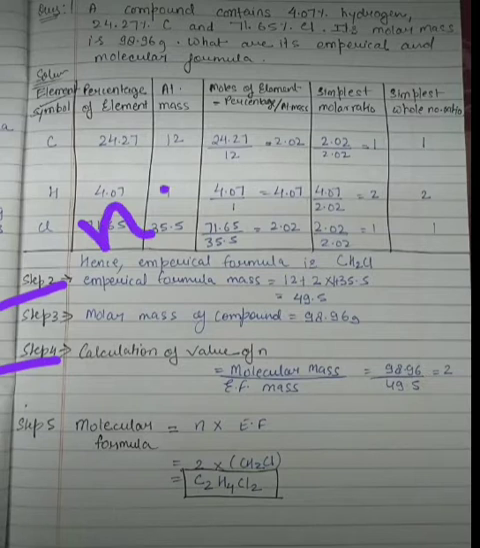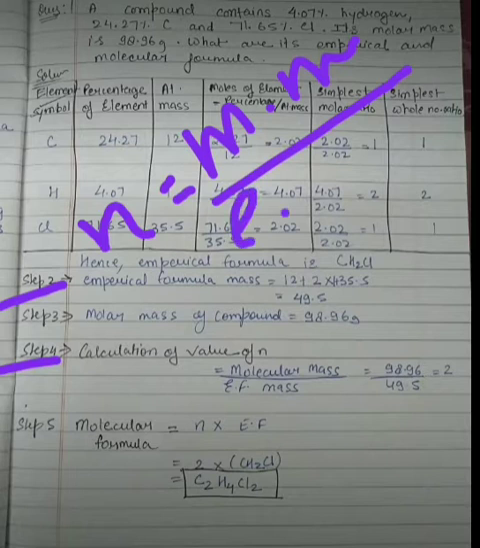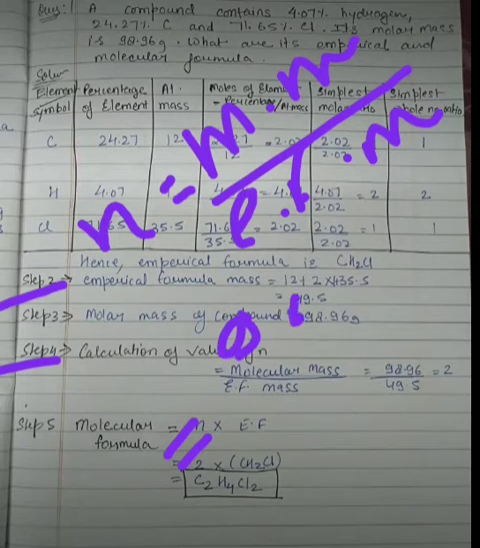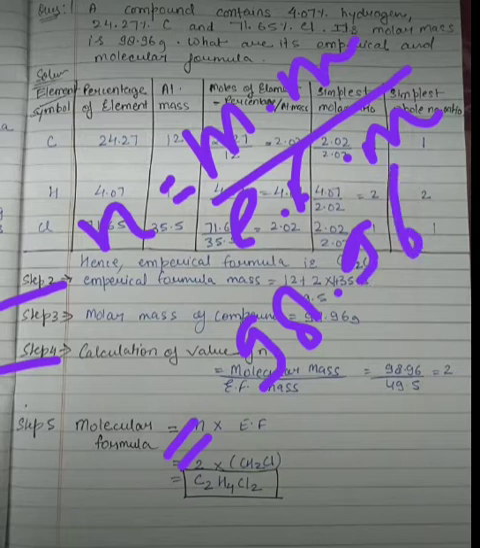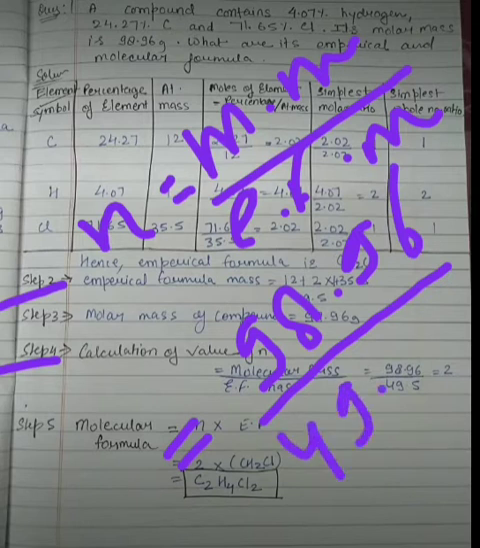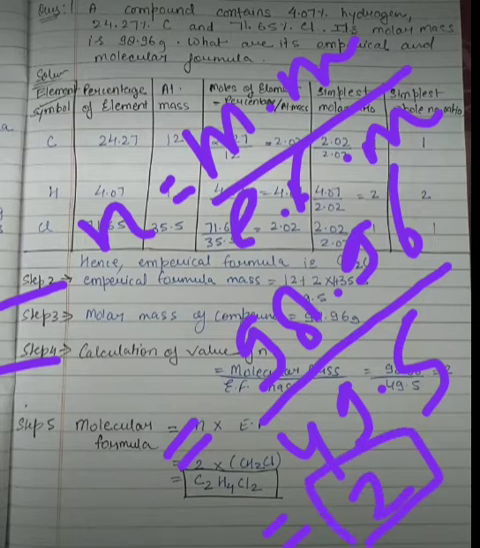Now you have to perform the fourth step, where you calculate the value of n, and here the value of n is obtained by writing the molecular mass of the compound upon the empirical formula mass. So the molecular mass of the compound given is 98.96 gram, and its empirical formula mass is 49.5. So from here you can see that n will be equal to 2.